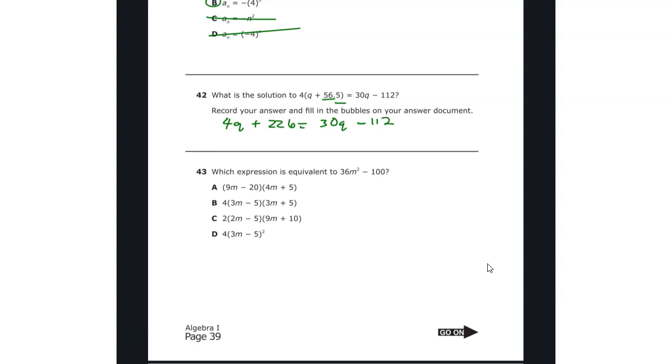So I'm going to move the 4q over here. 30 minus 4, that is 26q right here. And here we have 22.6, and then we bring -112 over. So that is equal to 338. So if we divide 338 by 26, we're going to get q equal to 13.